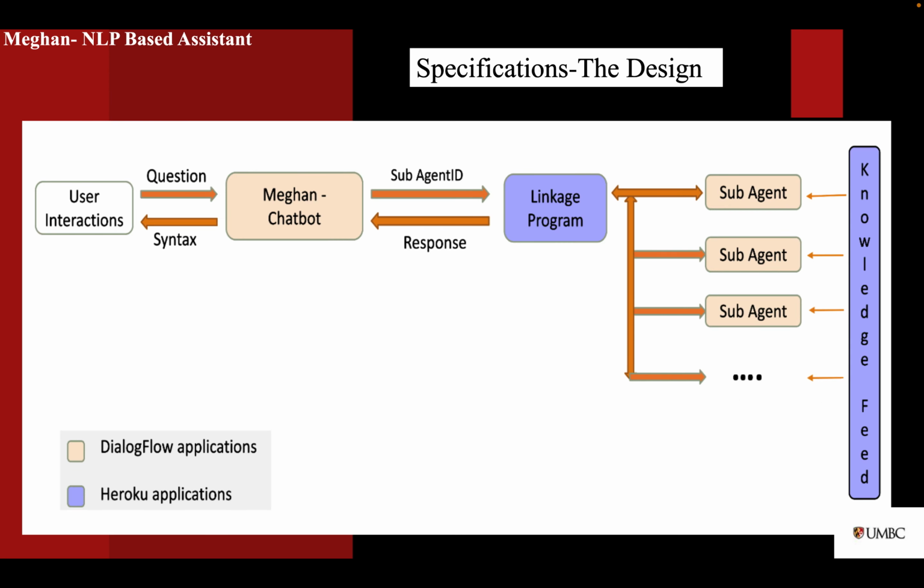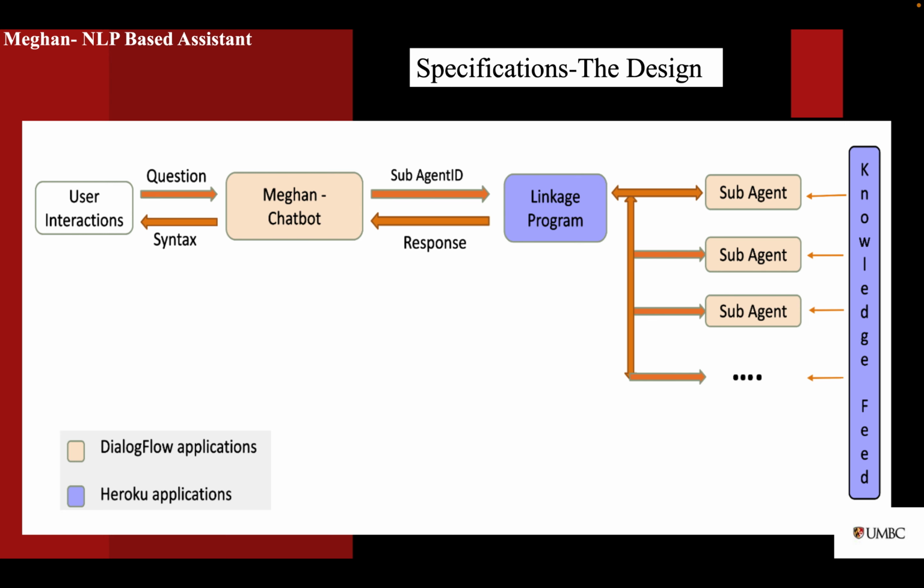As we have all seen the performance of Meghan, now let's understand the design specifications of Meghan. Meghan uses Google's Dialogflow to add natural language understanding to the chatbot. The programs that help to connect different programs or to scrape the knowledge from Stack Overflow are written in Node.js and are hosted on the Heroku platform. We will learn more about Dialogflow and Heroku in the previous slides.